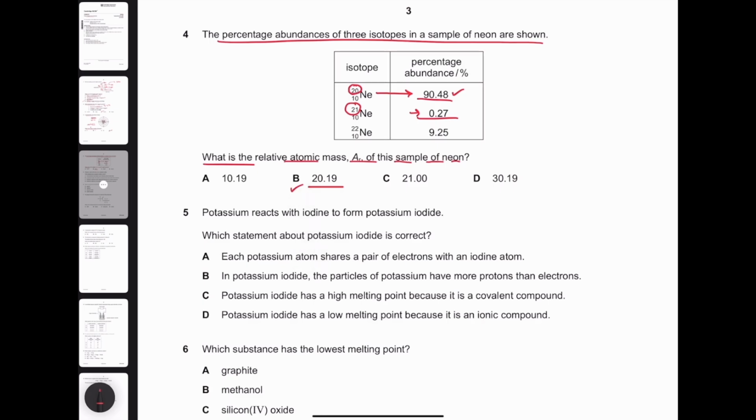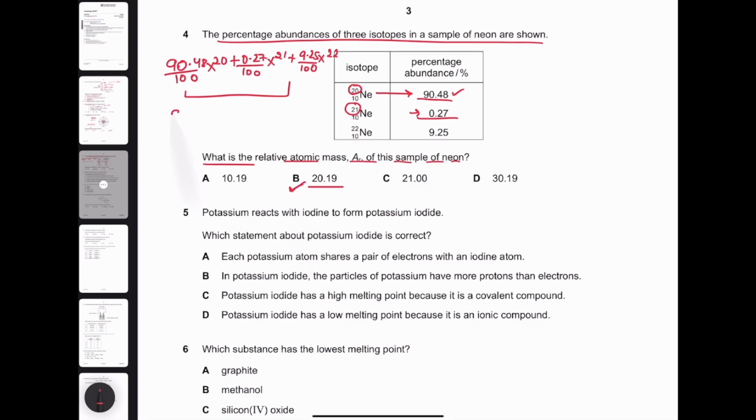But the answer is B. Still, if you want to be 100% sure, then you can solve it out as well. 90.48 by 100 times 20 plus 0.27 by 100, since it is the percentage, so out of 100, into 21 plus 9.25 by 100 times 22. When you solve this, your answer will come out to be 20.19.